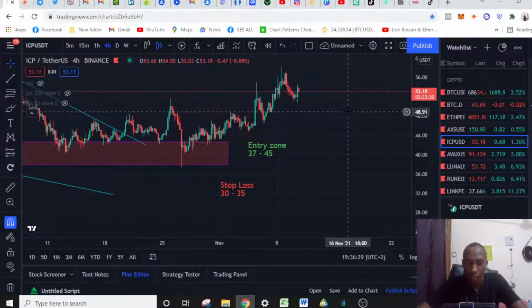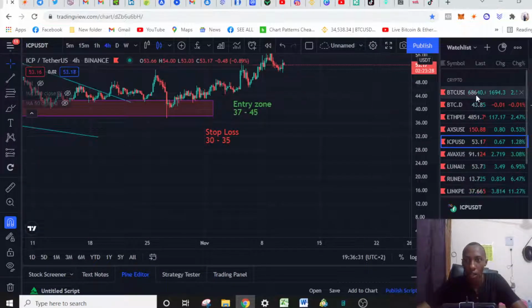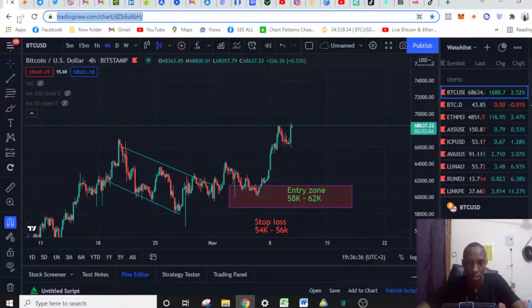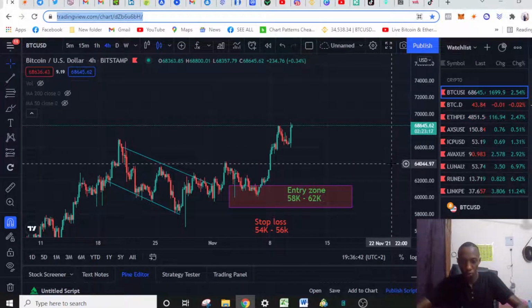So today I just want to talk about this, what we call TradingView, tradingview.com. TradingView.